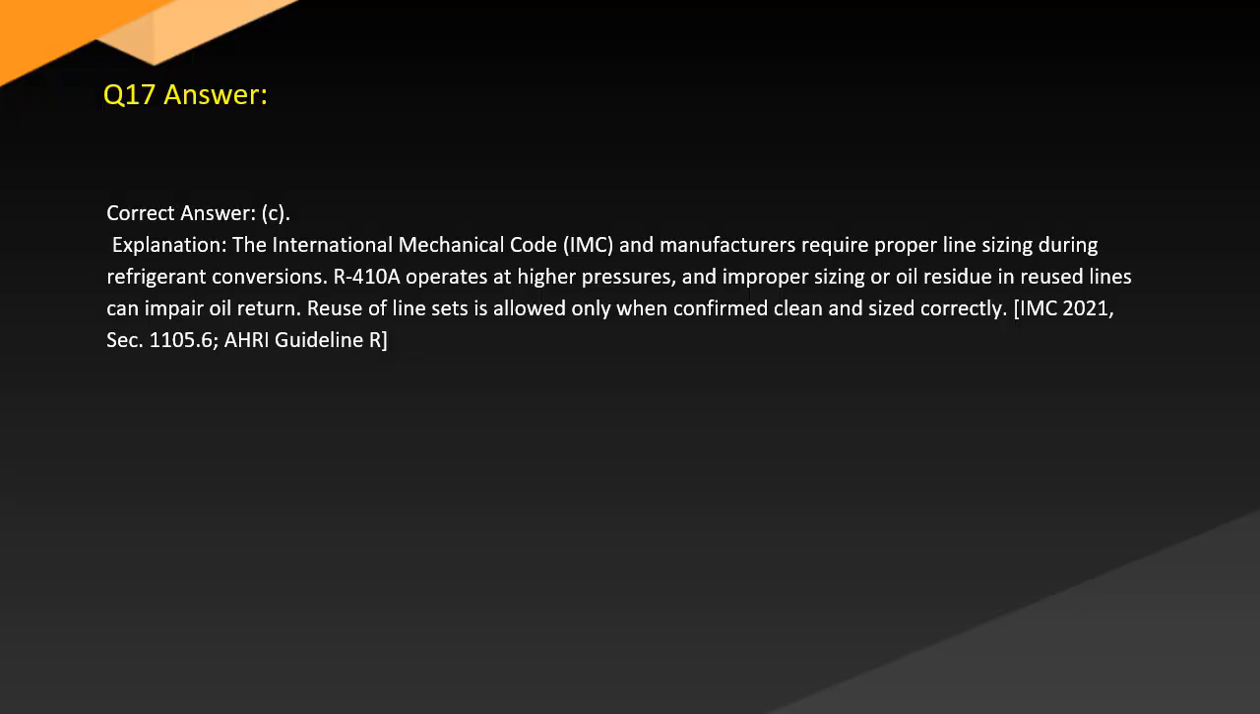Answer. Correct answer, C. Explanation. The International Mechanical Code and manufacturers require proper line sizing during refrigerant conversions. R410A operates at high pressures, and improper sizing or oil residue in reused lines can impair oil return. Reuse of line sets is allowed only when confirmed clean and sized correctly. IMC 2021 Sec 1105.6, RE Guideline R.